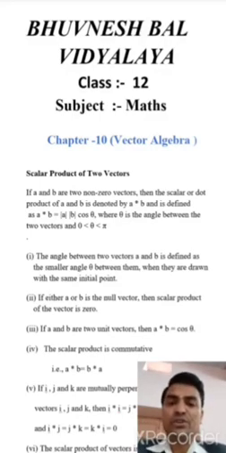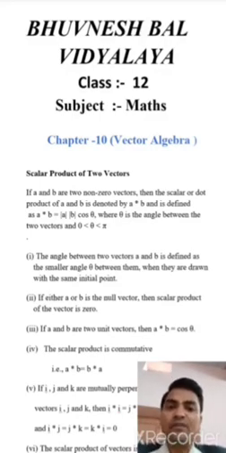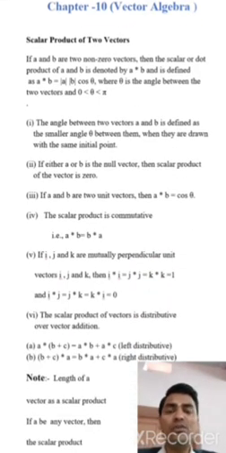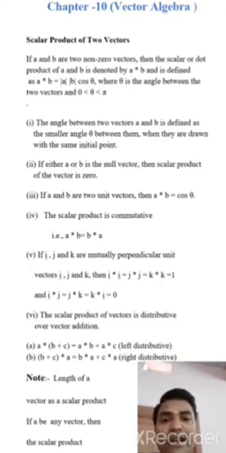Okay students, today we continue chapter 10, vector algebra. Now the first part is the scalar product of two vectors. If A and B are two non-zero vectors, then the scalar or dot product of A and B is denoted by A·B and is defined as A·B equals magnitude of A times magnitude of B times cos theta, where theta is the angle between the two vectors, which lies between 0 and pi.